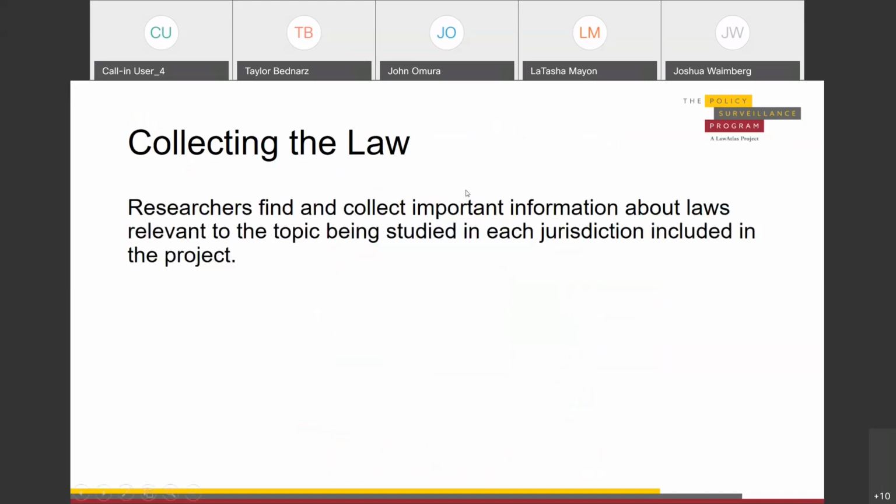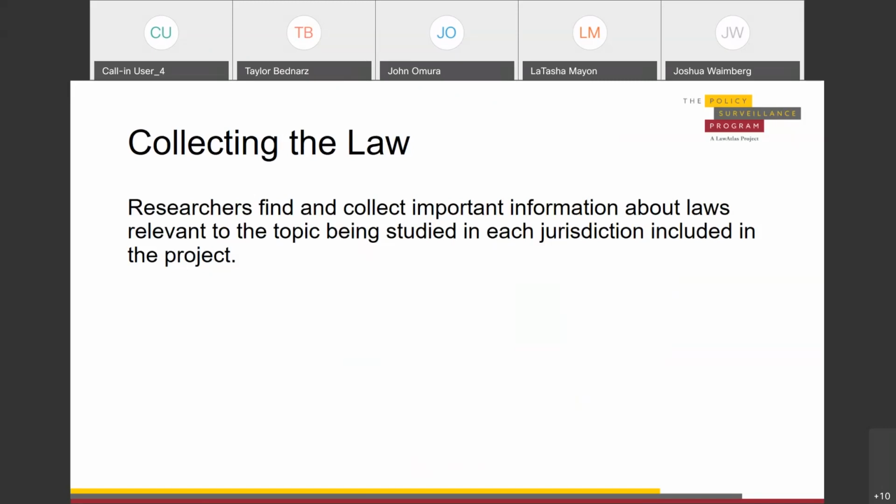So, collecting the law. We did say we would talk about the definition of collecting the law, so what do we mean by it? Collecting the law involves gathering important information on laws in each jurisdiction included in a project. These policies and laws are relevant to the topic being studied. Important information to collect in this process includes the citations for the legal text, the effective dates for the laws or policies, i.e. the date when the law would begin to be enforced, and the statutory history at issue for each law in each jurisdiction.